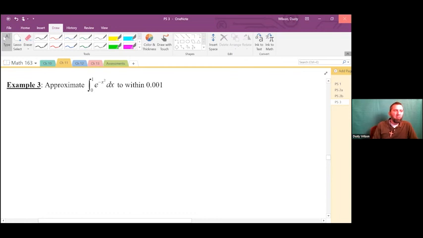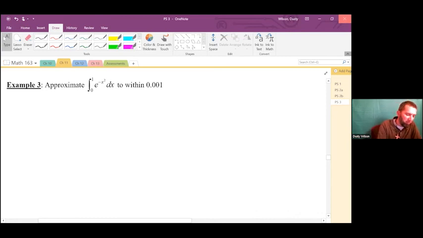Example 3. Approximate the integral from 0 to 1 of e to the negative x squared dx to within 0.001. Whew. Okay. This is an important question. It actually ties to statistics. And what's important to note is that there is no closed form antiderivative for this. We actually need to use power series to evaluate this integral. So we're going to start by dealing with this as a power series question, Maclaurin series question, and then we're going to take on the error bounds part of the question down the road.